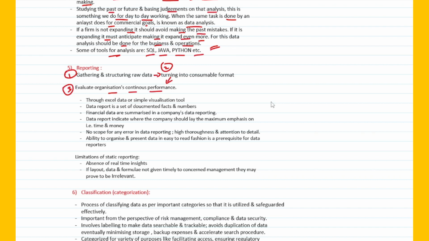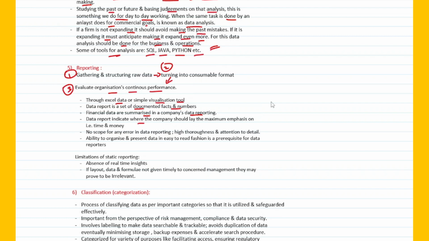Okay, how do you do reporting? It can be done through Excel data or a simple visualization tool, right? So it can be data in the form of graphs, numbers, percentages. That is a simple visualization tool. Okay, then a data report is a set of documented facts and numbers. So a report is basically facts or numbers. Financial data are summarized in a company's data reporting. Yes or no? Whatever data is there in terms of finance, that is financial data. This is all a part of data reporting.